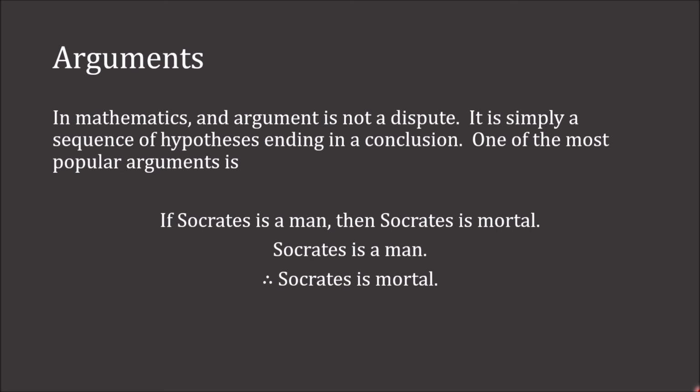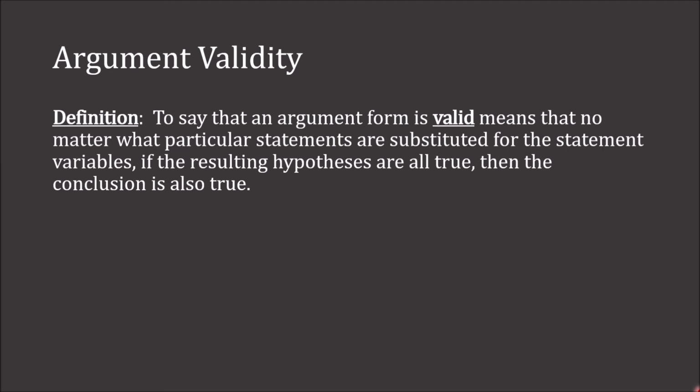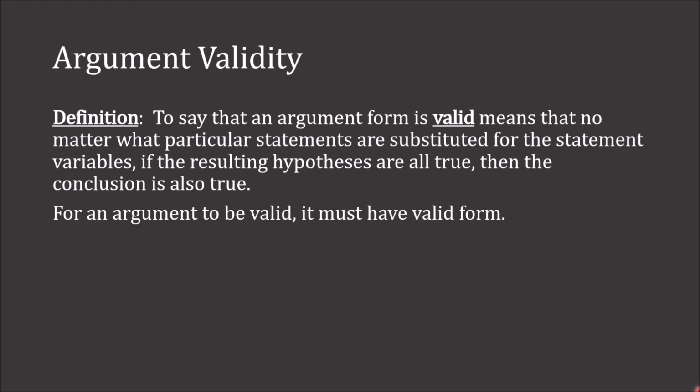One of the most popular arguments is: If Socrates is a man, then Socrates is mortal. Socrates is a man, therefore Socrates is mortal. That argument has the form: if P then Q, P, therefore Q. To say that an argument form is valid means that no matter what particular statements are substituted for the statement variables, if the resulting hypotheses are all true, then the conclusion is also true. For an argument to be valid, it must have valid form.